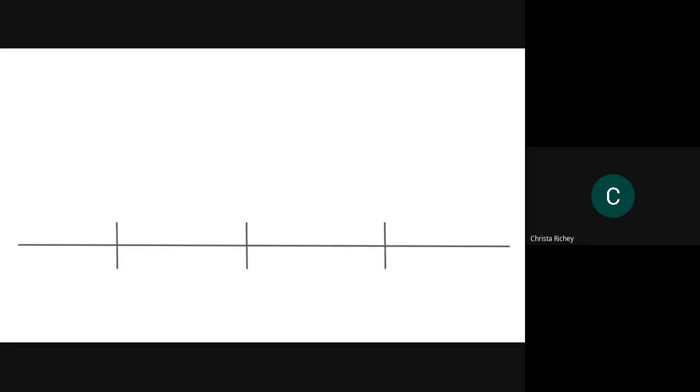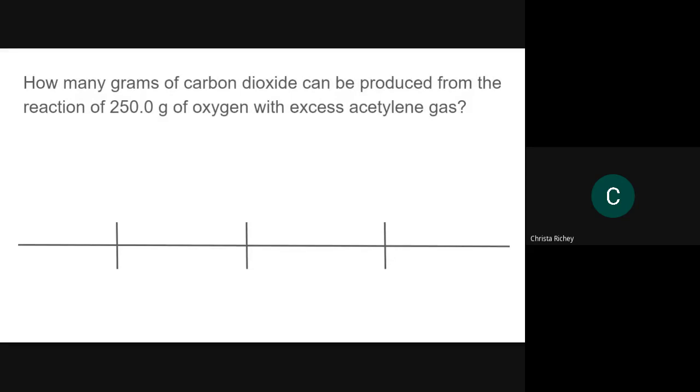Okay, we'll go forward. The next one that you have is starting off with 250 grams of oxygen. It says that it's excess acetylene gas, y'all. If something is in excess, it's not going to be part of your math. If he says it's in excess, ignore it.